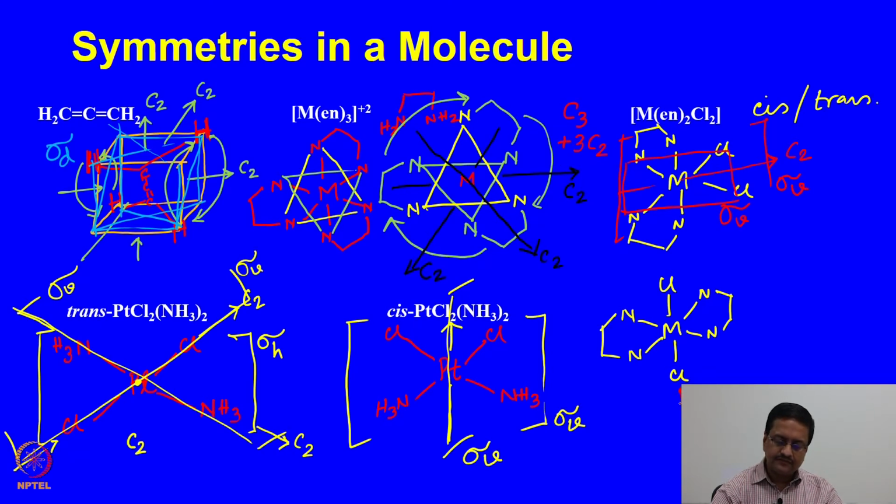In this particular case, when it is trans, it has a C2 axis bisecting the equatorial plane, and it has a mirror plane which is the plane of the molecule, equatorial plane of the molecule, which is sigma H. It has other C2 axis which is like that, which divides the molecule into two parts. It has two more C2s like this. So, it has actually 3 C2s and several sigma planes.